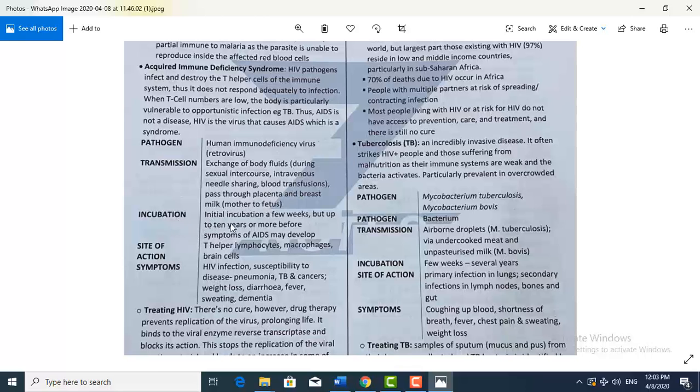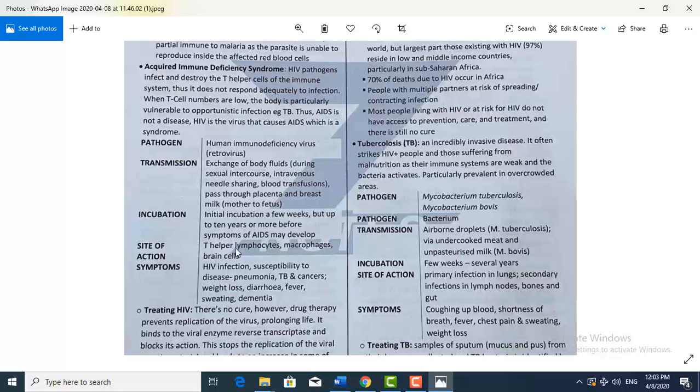The incubation period, the initial incubation period, starts from weeks, but it can take up to 10 years to show. Imagine that a person will be a carrier of HIV or AIDS. For 10 years he's living like a normal person, and he doesn't even know that he has it. So we have to take major care on that side.